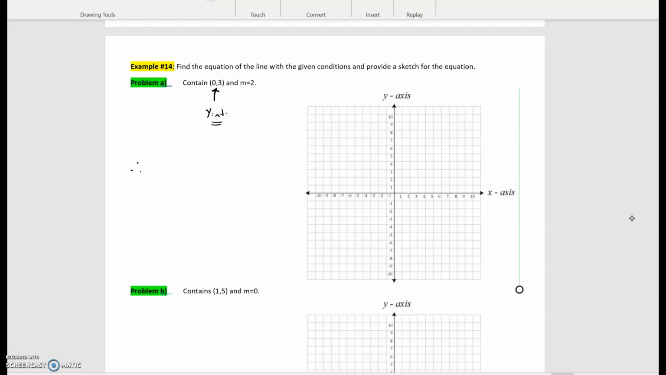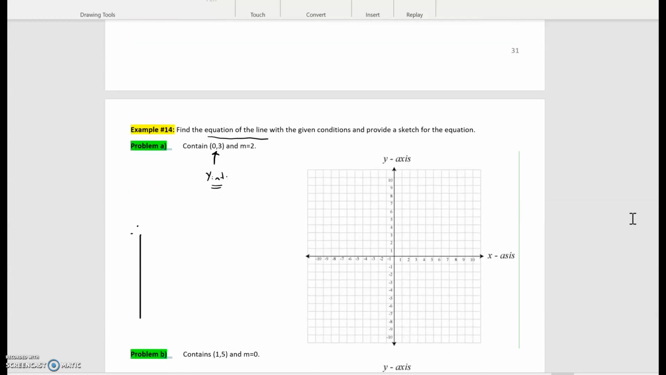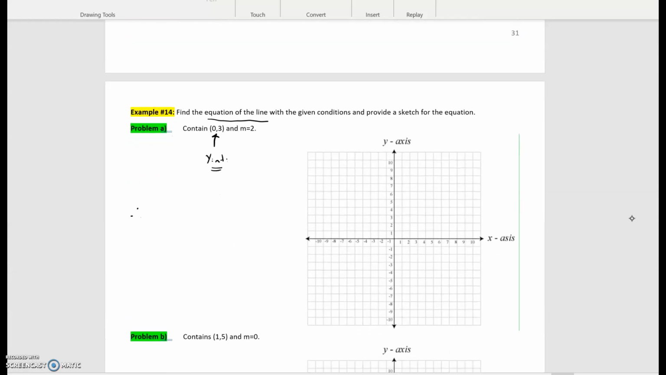So your solution here, and they don't mention how they want it, they just want the equation of the line. So you could, in this case, express this one directly in slope-intercept form: y is equal to mx plus b, or y is equal to 2x plus 3. That would be our solution. Let me fix my y.